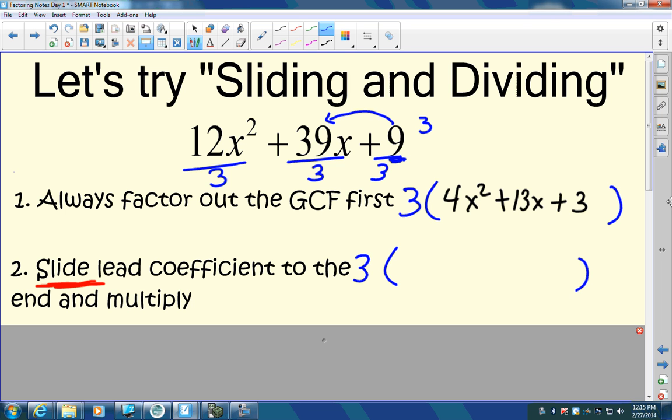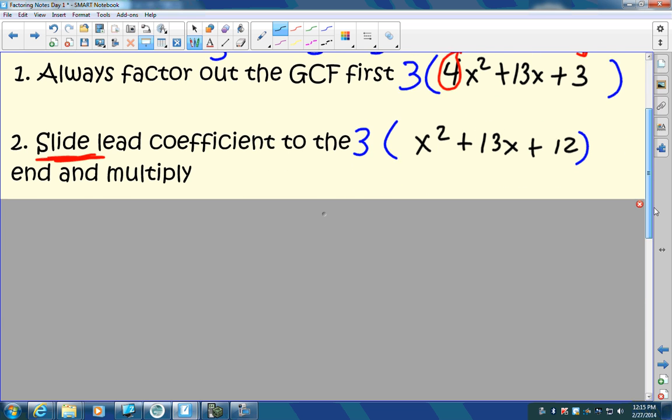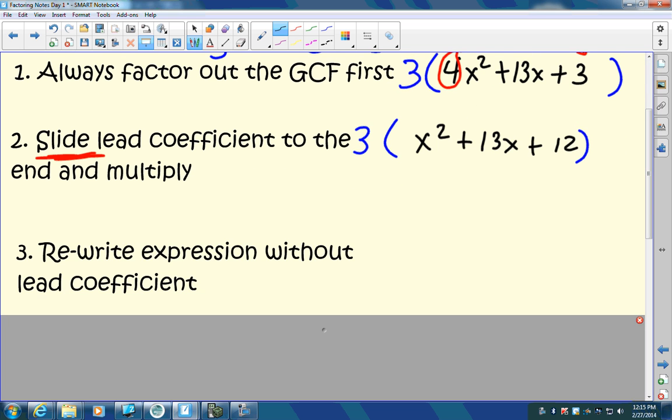You're going to take the 4 and I'm going to slide it to the back. What does that mean? The reason why we're sliding it is so that we just have an x squared. Bring down the 13x. Now what is 4 times 3? 12. So when you slide it, you're multiplying actually. That's why it says multiply. Yeah, you multiply by the back number. Now, next step is rewrite it without deleting it. That's what I just did right here.